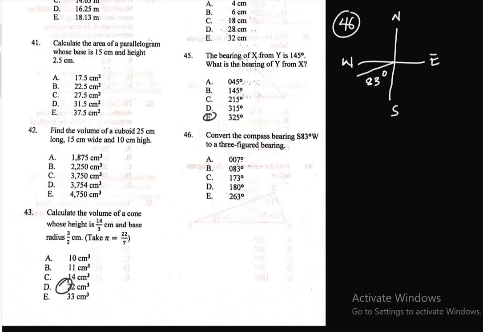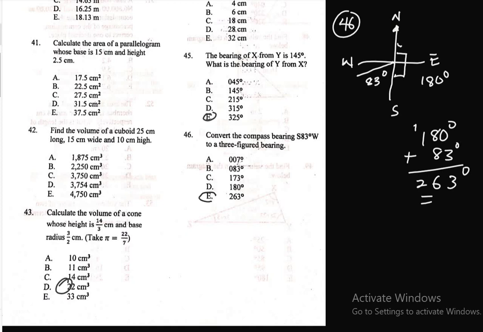Now, if they want us to convert to a 3-figure bearing, I want you to know that bearing starts from the north and you must go clockwise. So from the north to the south is already 180 degrees. So the 3-figure bearing will be 180 degrees. Then you now move 83 degrees from south to west. That will give you plus 83 degrees. 3 plus 0 is 3. 8 plus 8 is 16, 6, put 1 here. 1 plus 1 is 2. The answer is 263 degrees, which is option E. I'm sure that's clear.